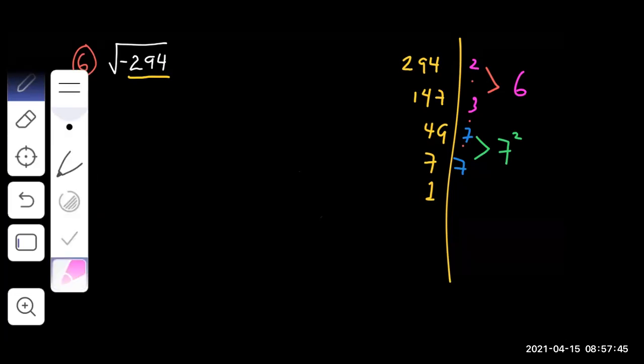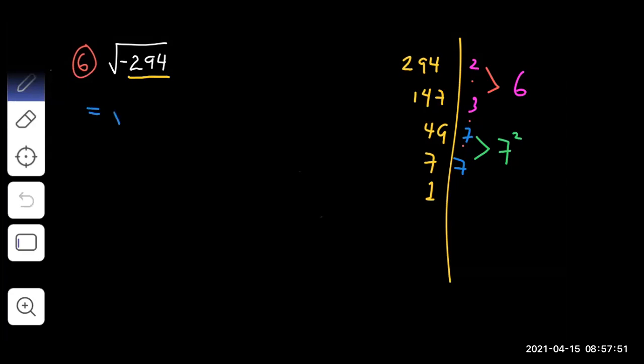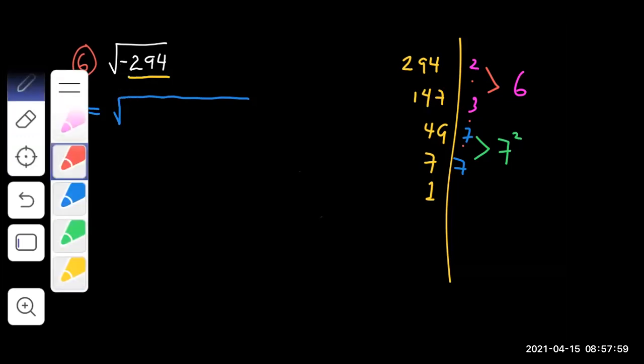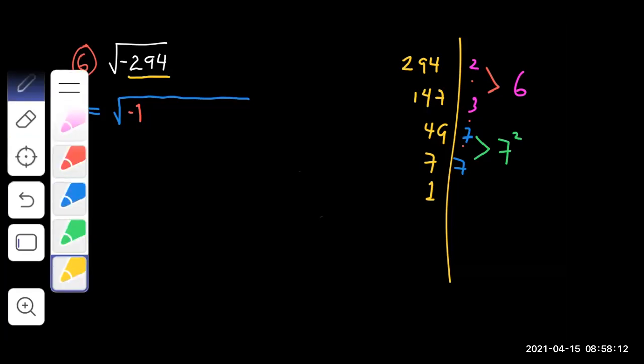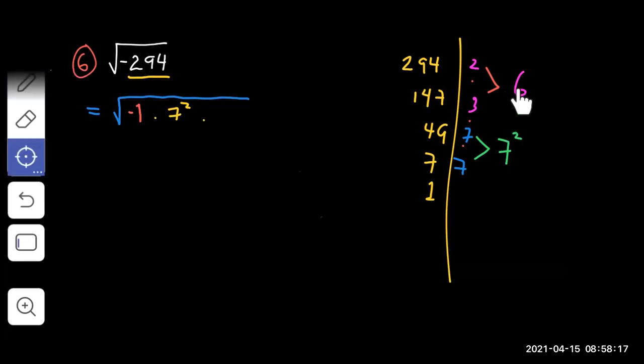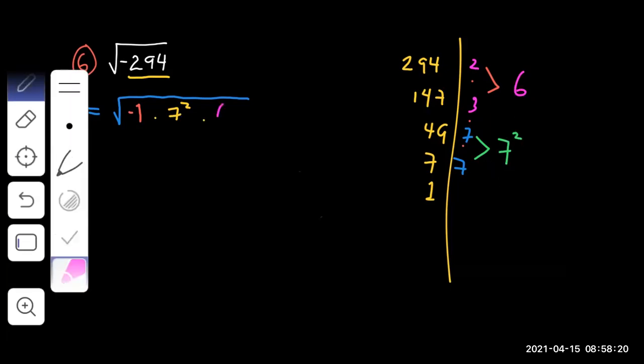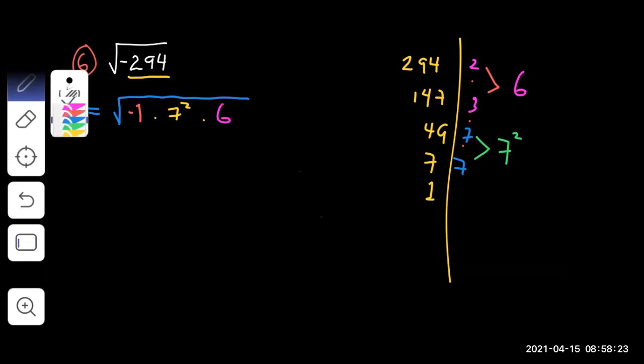Okay, it's time to continue. We are going to rewrite this expression like this. The negative 1, remember, guys, you need to put it apart, alone. Negative 1 here. And then let's rewrite this part: 294 is equal to 7 squared times 7 squared times what, guys? 6. Times 6. Let's simplify this.